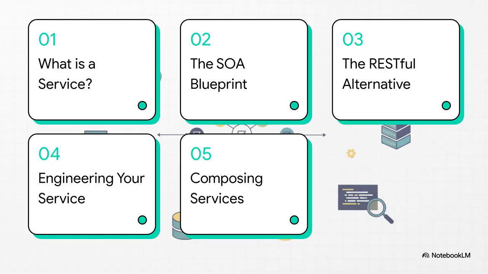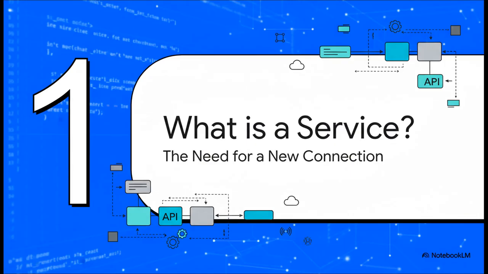All right, so here's our roadmap. First, we'll nail down what a service actually is. Then we'll look at two big blueprints for using them: the very formal approach called SOA, and its more lightweight cousin, REST. After that, we'll get practical and walk through how you'd engineer a service. And finally, we'll see how all these pieces get put together to build really powerful applications. Okay, let's start at the beginning.